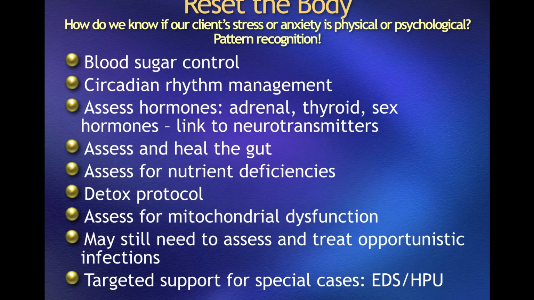You want to assess for mitochondrial dysfunction. Useful to know Sarah Myhill's protocol. Ari Whitten's got some brilliant tools to trigger building new mitochondria, like hormesis. You want to know all about hormesis and autophagy and how to rebuild new mitochondria. Even if you corrected all that other stuff, you may still need to assess and treat opportunistic infections.